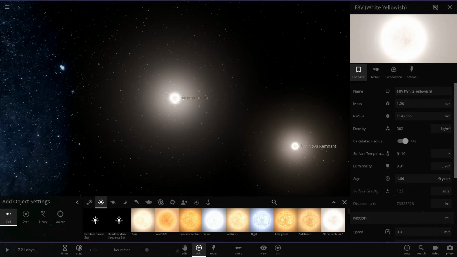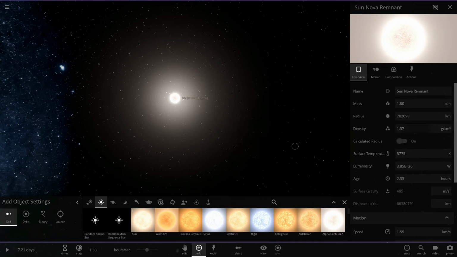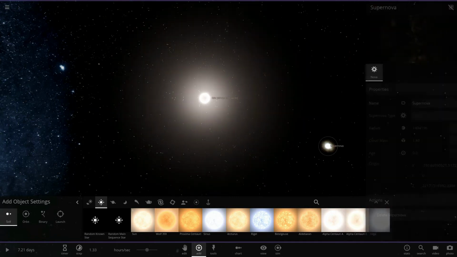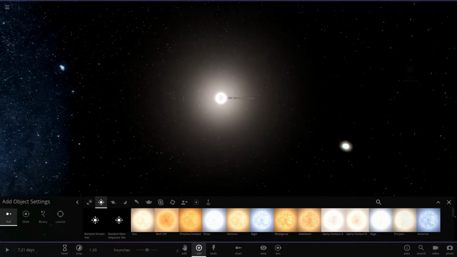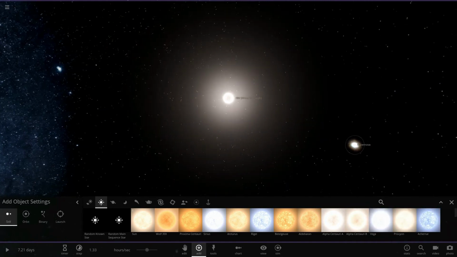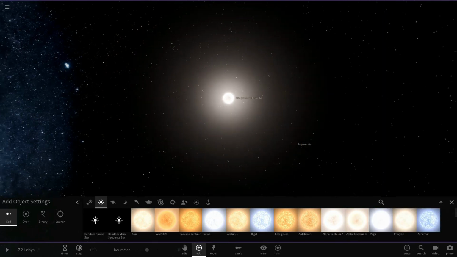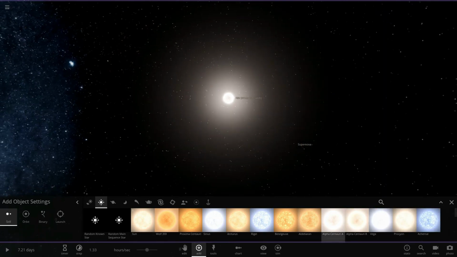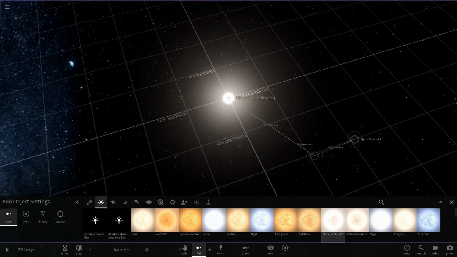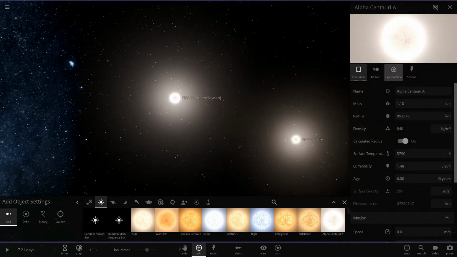It did not increase its mass. Oh, for crying out loud, really? Can I get rid of this? Delete. We're gonna spawn Alpha Centauri A in. Stick it there. We're gonna make it 1.7.